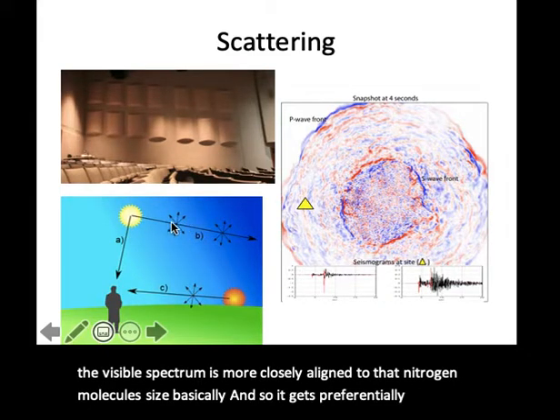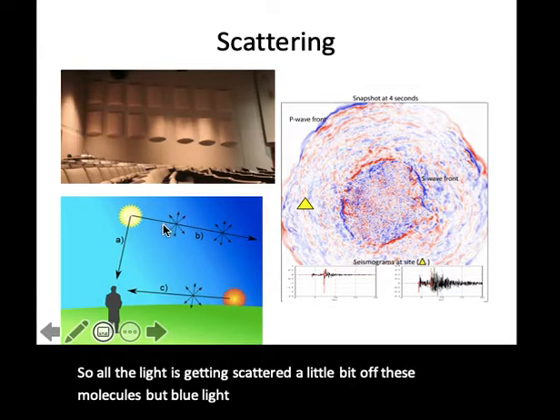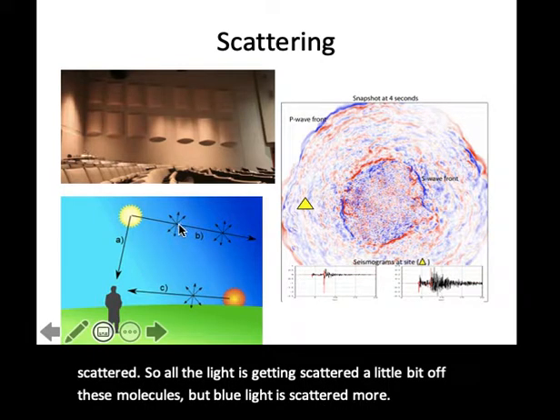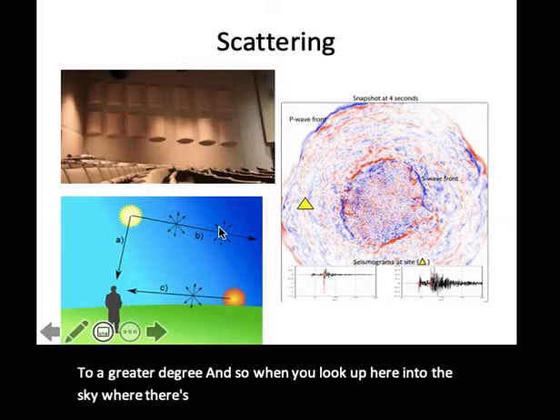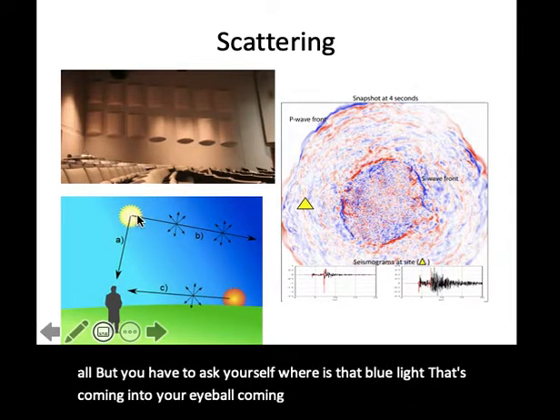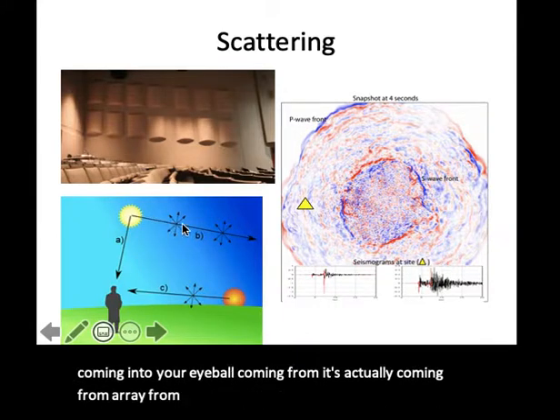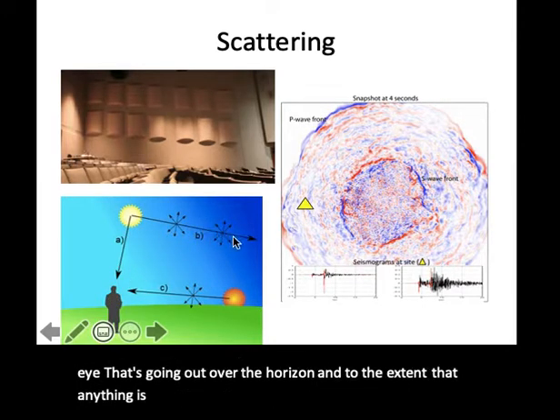So all the light is getting scattered a little bit off these molecules, but blue light is scattered to a greater degree. And so when you look up into the sky where there's no light source, why do you see any light at all? You have to ask yourself, where's that blue light that's coming into your eyeball coming from? It's actually coming from a ray of sunlight that would never go into your eye, that's going out over the horizon. And to the extent that anything is coming in your eye, it's coming from light that was scattered off those molecules.